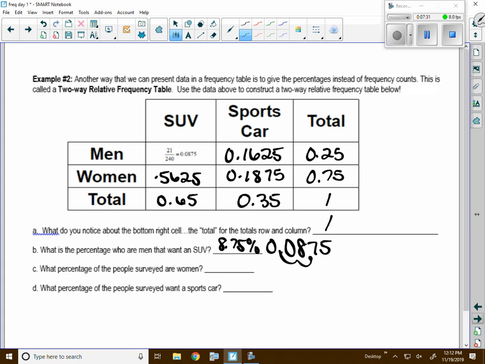All right, what percentage of the people surveyed are women? We go to the total for women because they only gave us one stipulation, that it's women. And that would be 75% if we move that decimal place. You tracking with me? Part D, what percentage of the people surveyed want a sports car? 35%. Do you see how they only gave you one stipulation? They didn't tell you it was a male or a female that wanted a sports car. They just told you sports car. So that tells you that you look at those margins or the totals.